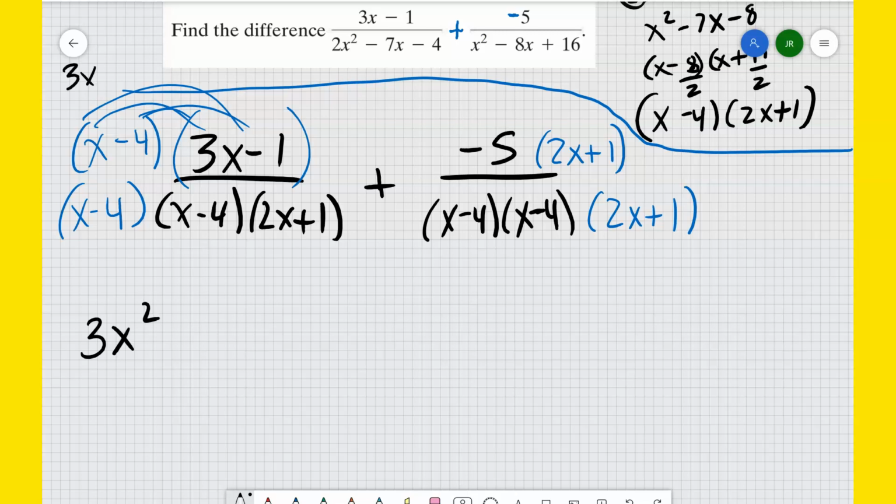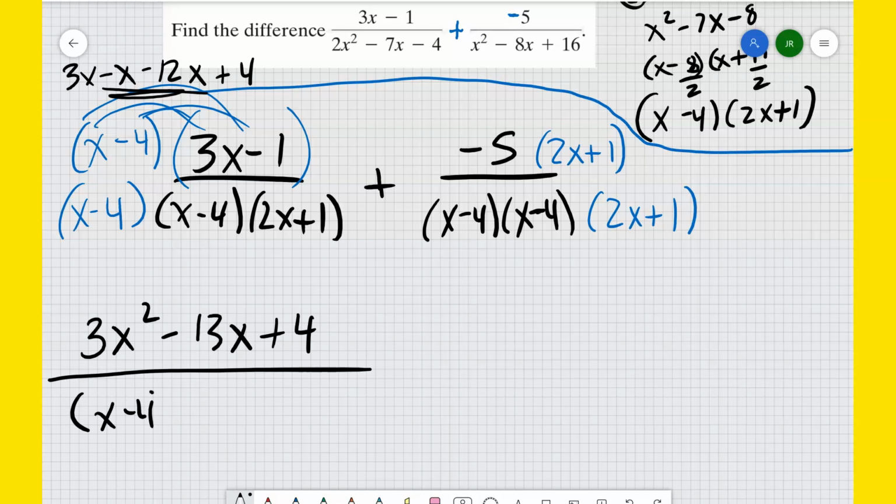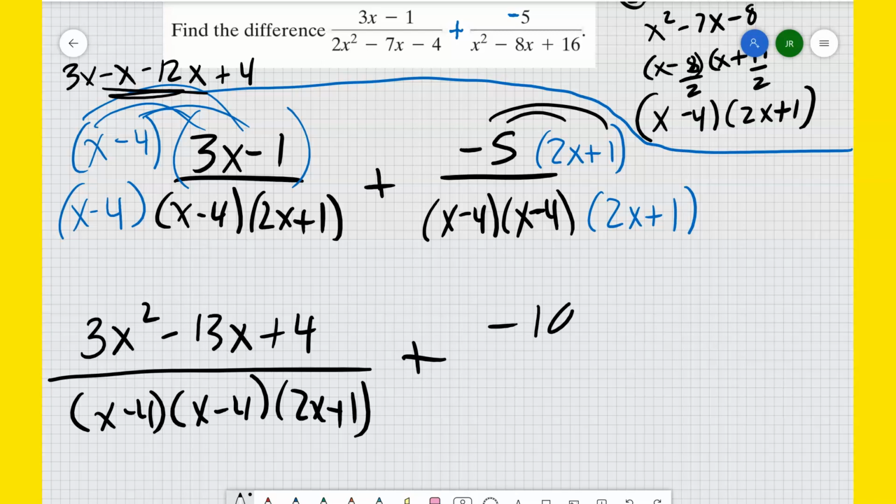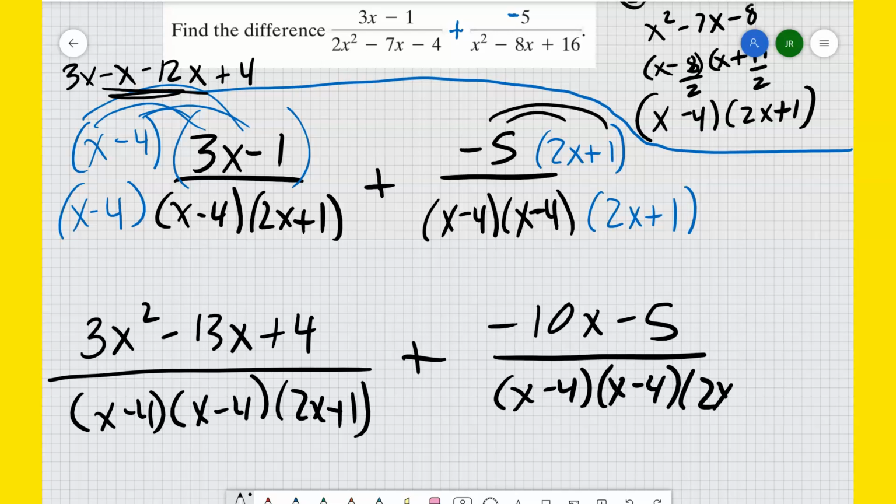Gives me 3x squared minus x minus 12x plus 4. So that's combine those now. That gives me 3x squared minus 13x plus 4 over x minus 4, x minus 4, 2x plus 1. Plus, distribute here as well. That's going to be -10x minus 5 over x minus 4, x minus 4, 2x plus 1.